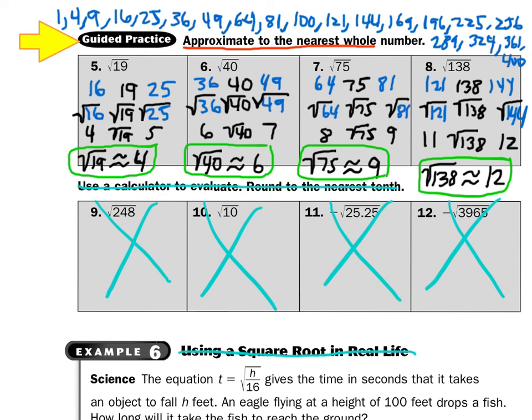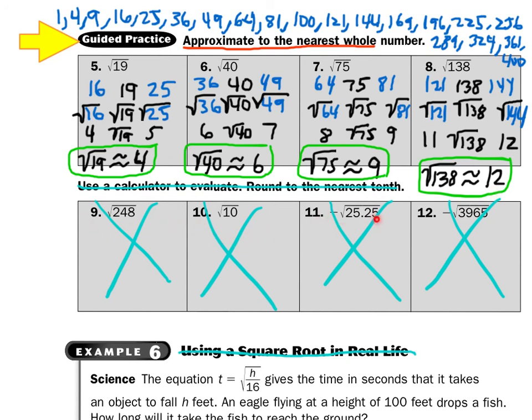Take a look at number 8, the square root of 138. So I put 138 in the middle, and then I find the numbers that are closest to it. 121 is a little bit smaller, 144 a little bit bigger, and then I put a square root symbol around all three numbers. So the square root of 121 is exactly 11, the square root of 144 is exactly 12, and I just decide which one it is closer to. Well, it's only 6 steps away from the 12, so I know it's got to be closer to 12. So the square root of 138 is about 12.